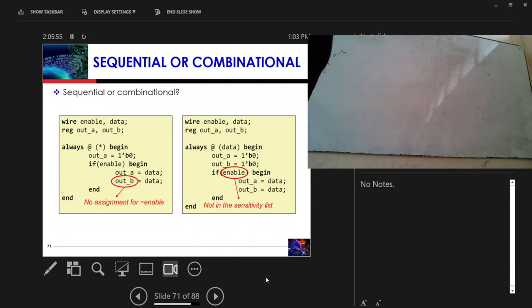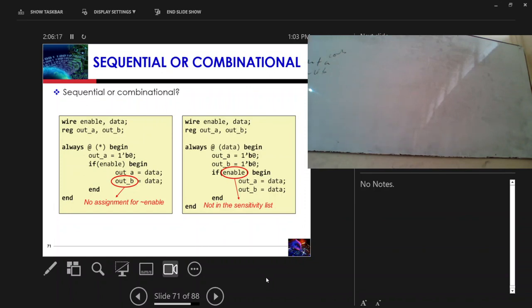So now, let's go to the second one. If you understand the first one, then the second one is just the same. Here we are not looking at all the conditions, we are looking at only always at data. So if data changes, that's when the code within the always block will be executed.